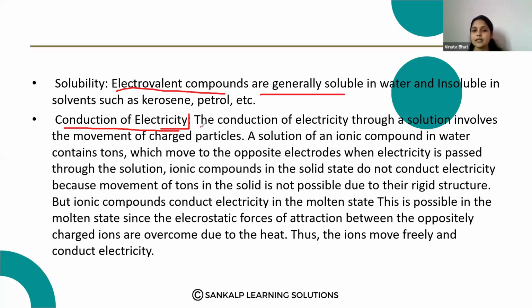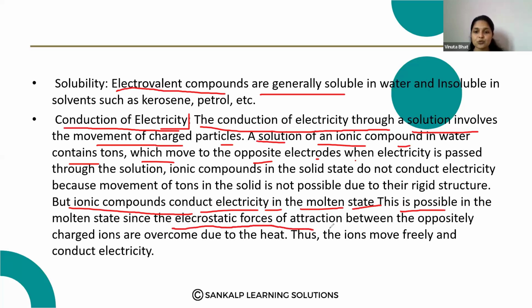See, here, the conduction of electricity through a solution involves the movement of charged particles. A solution of an ionic compound in water contains ions which move to opposite electrodes when electricity is passed through the solution. Ionic compounds also conduct electricity in the molten state, which is possible since the electrostatic force of attraction between the oppositely charged ions is overcome. But in the solid state, it is not possible.